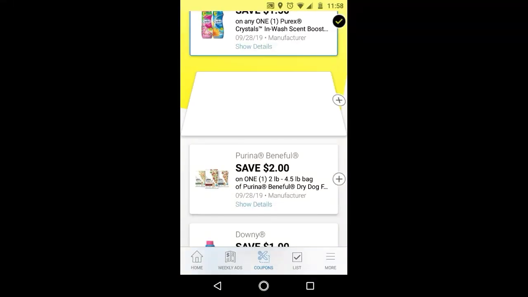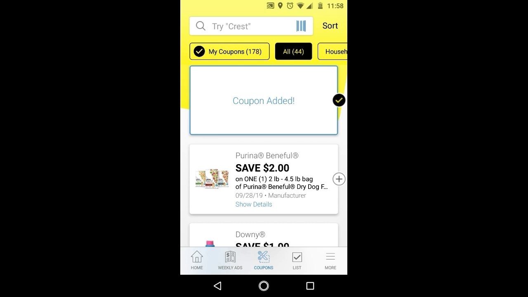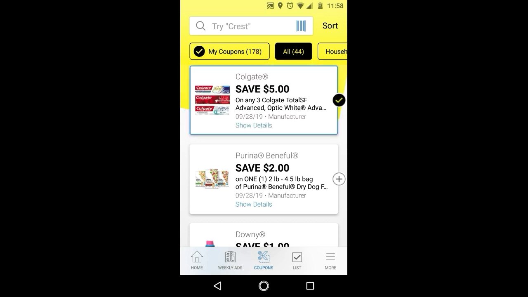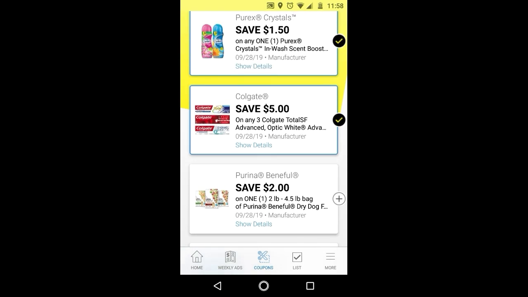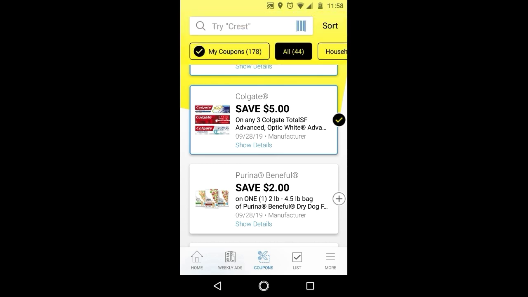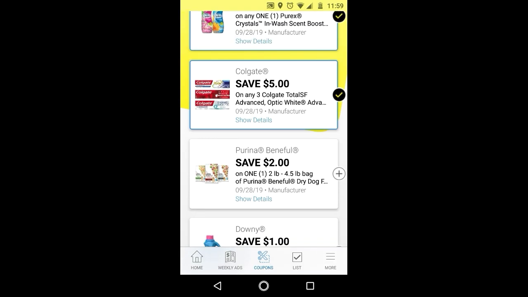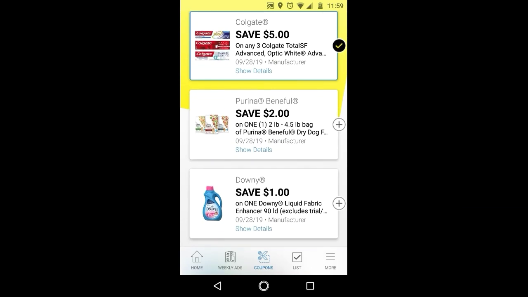And this Colgate, it's a really good one. It's $5 off 3, but you have to get certain ones because it says Colgate Total SF Advance, Optic White Advance. So make sure to scan in the toothpaste to see which ones are working with these. And the cheapest ones are like $3. It works with a digital coupon. So make sure to scan them in because I know some of them will not work with the digital.